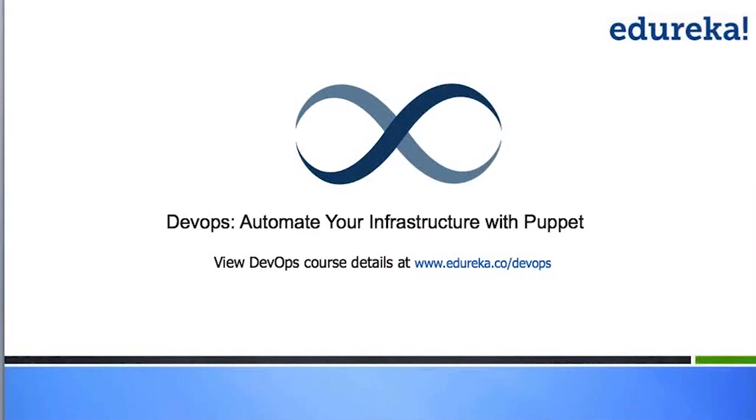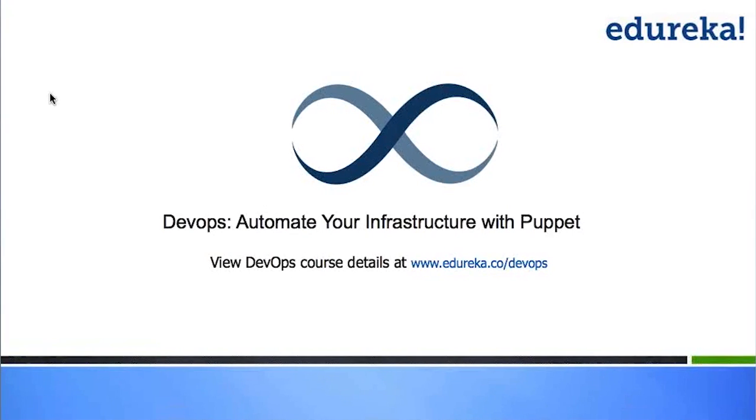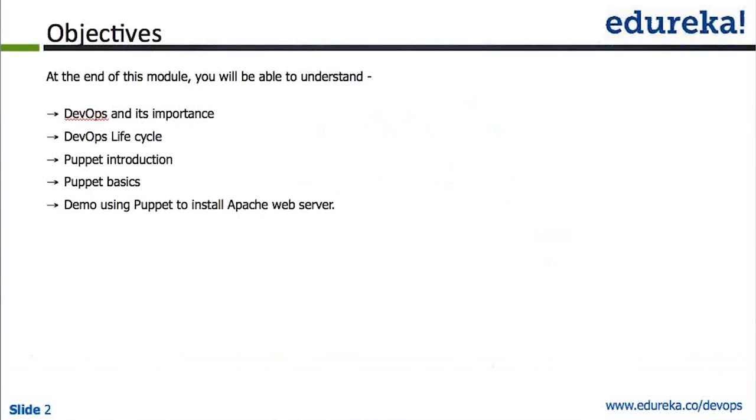So today we are going to talk, at a high level, to give you an overview of what DevOps is and how we automate our infrastructure with the help of Puppet. But we'll spend a good amount of time understanding what DevOps is, what the benefits of having a DevOps mindset are, and what challenges we have. So let me walk you through the agenda for today.